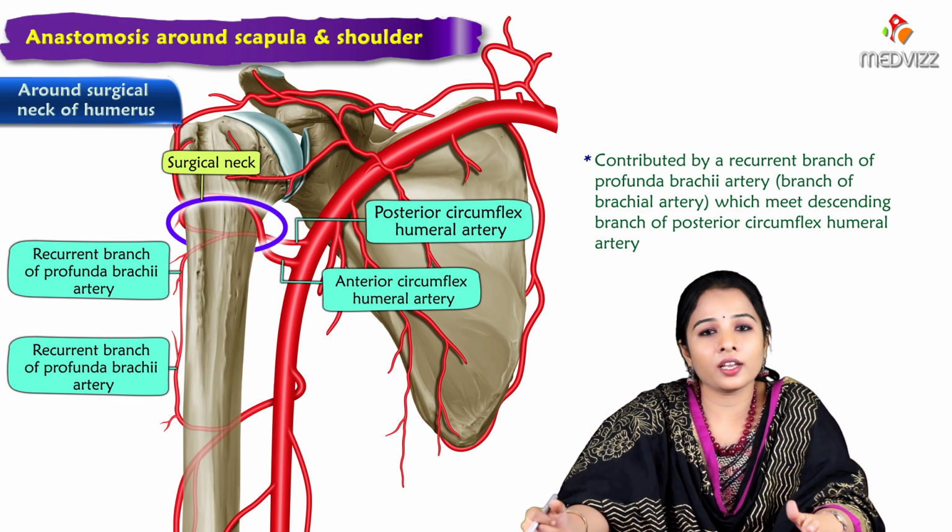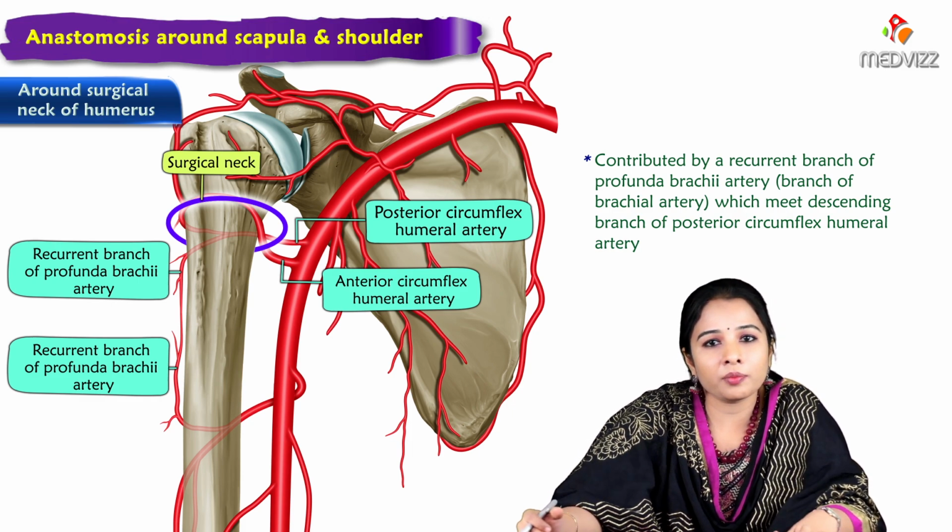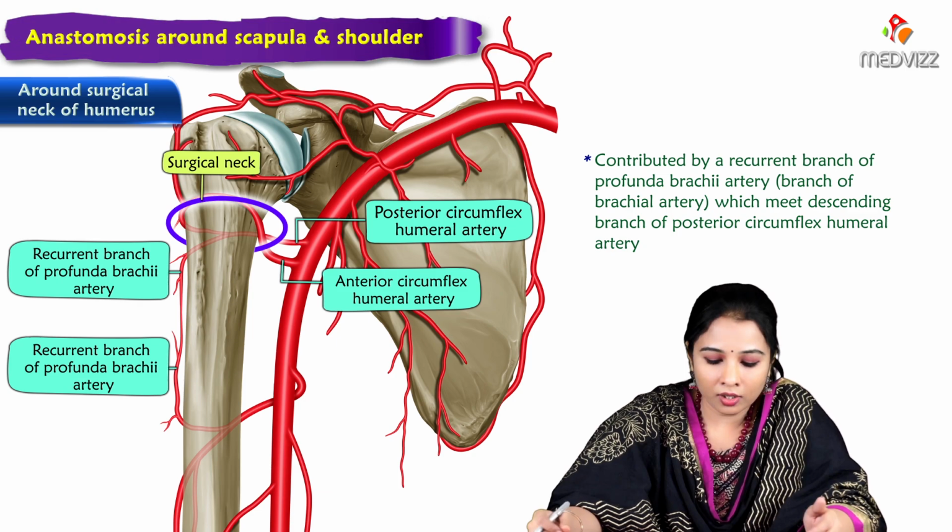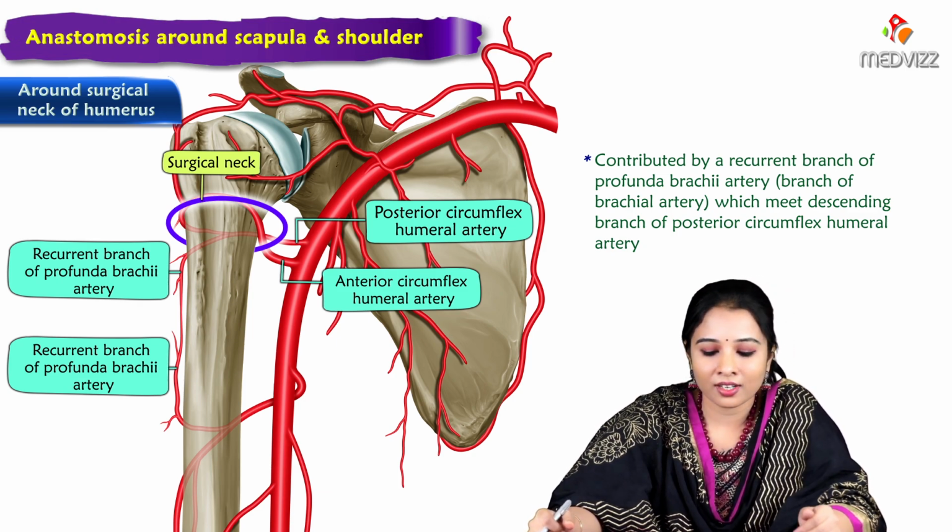So these are the collateral circulations present around the scapula and around the glenohumeral joint. Thank you.